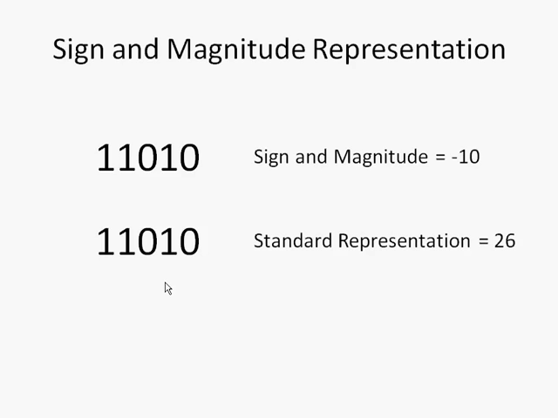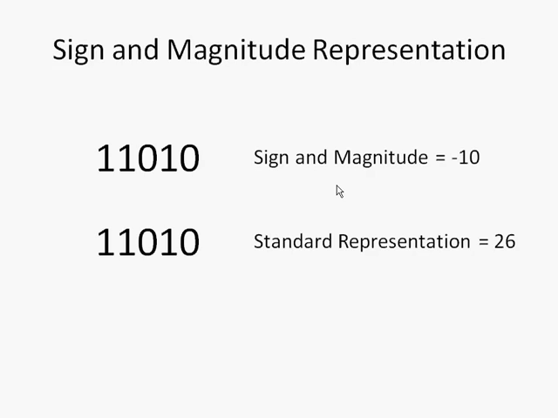So that begs two questions. Firstly, how would a computer know what it's looking at? How would it know if it's looking at standard representation or sign and magnitude representation? Well, you won't need to know the answer to that for the exam. That might be something you can try and find out through your own research. The other question you've got to ask yourself is, and this is more important, how do I know what I'm looking at in an exam, whether it's standard or it's sign and magnitude?